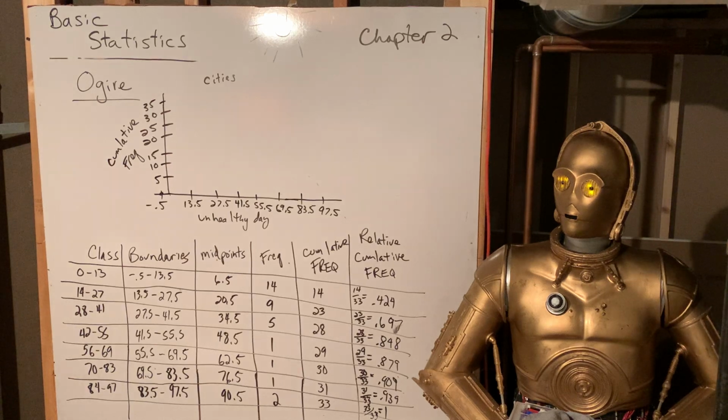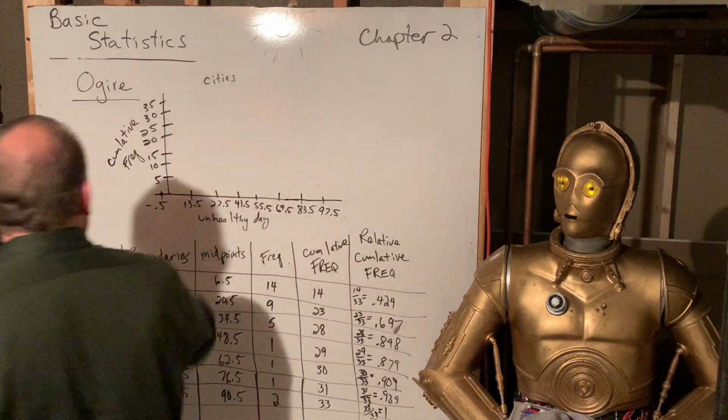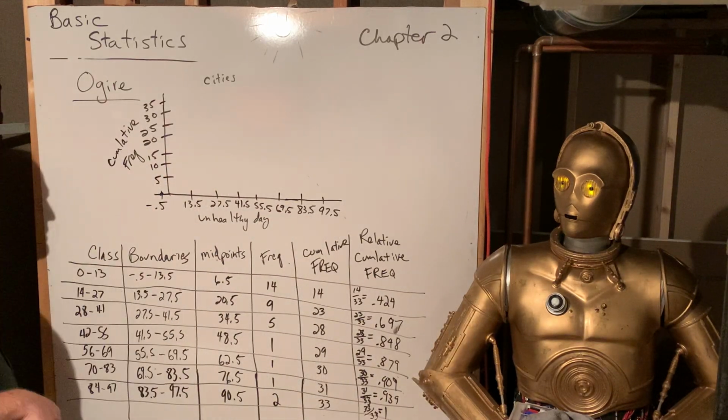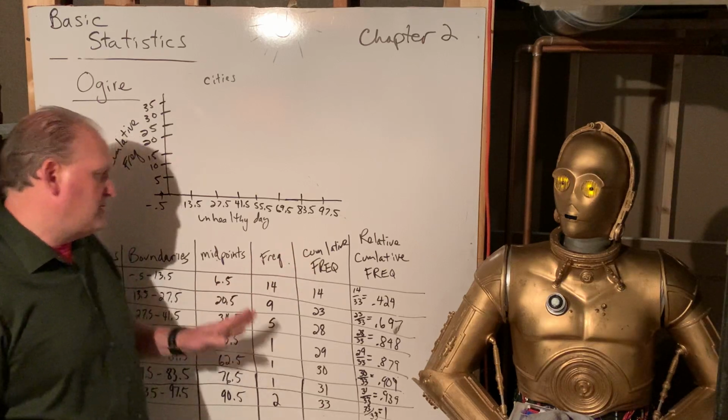Okay, we're back. This is chapter 2, part 2. This video is only going to be on ogives. So ogives are a running total. It's a cumulative frequency, so not just frequency.